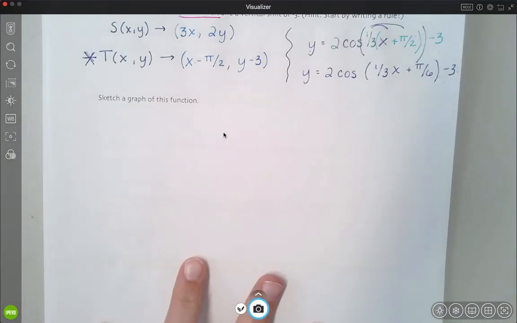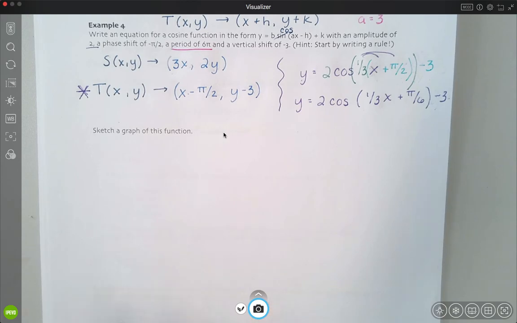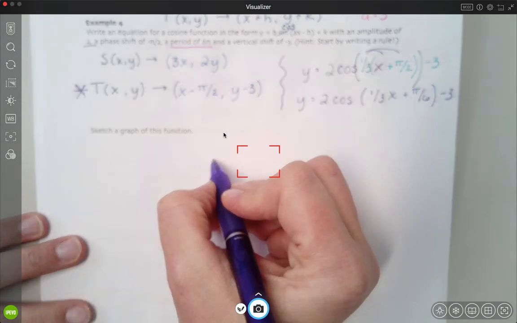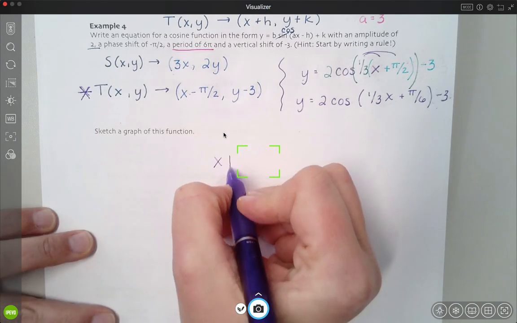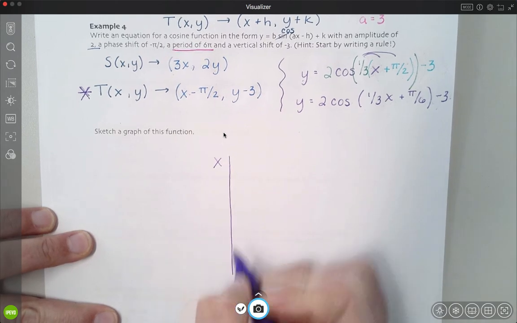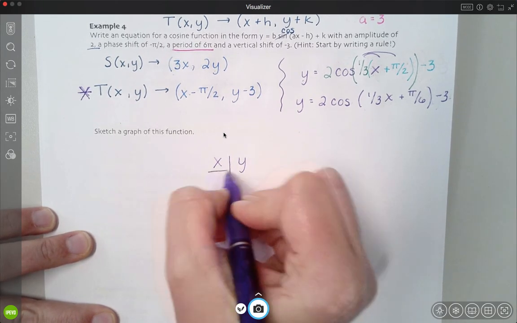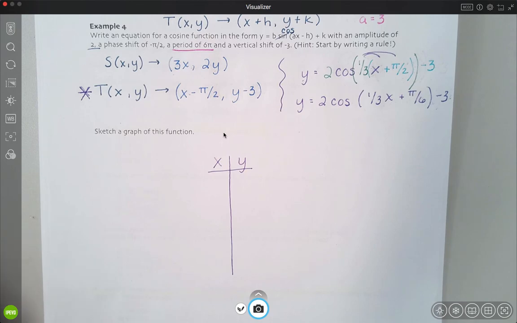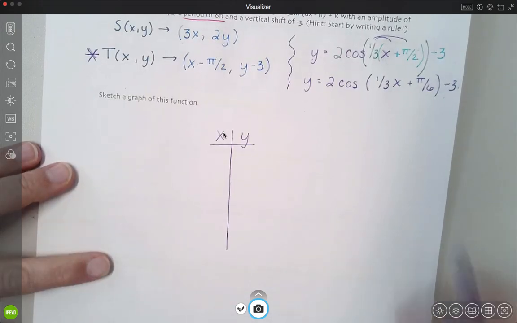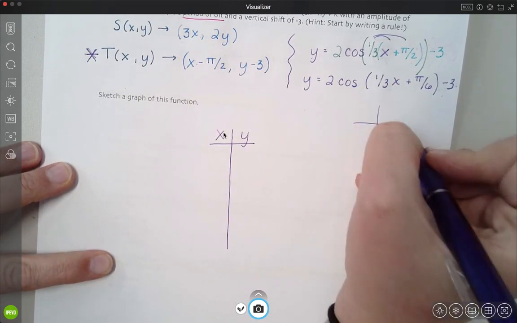There we go. Okay, so I'm going to start with a table, and you'll notice that I'm going to do this almost in the center of the paper because we're going to build off of each side of it. So I'm going to start with x, y, and I'm going to start with the original cosine function, the parent function for cosine. And I'm just going to sketch this off in the corner so we remember.